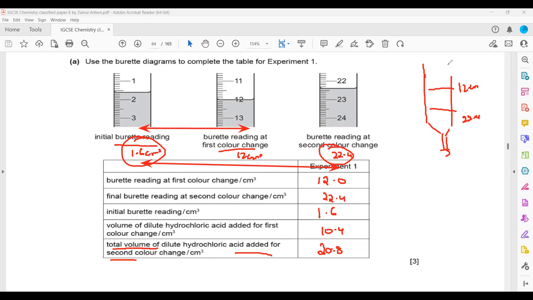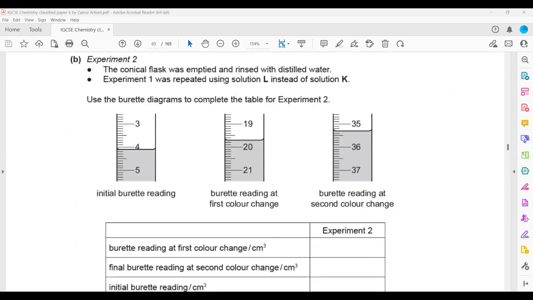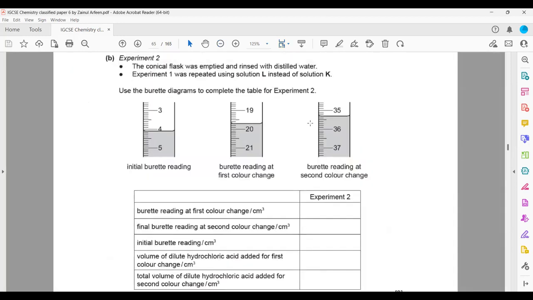The next one, experiment 2. The conical flask was emptied and rinsed with distilled water. Experiment 1 was repeated using solution L instead of K. Because first we did solution K, now we are doing L. Use the burette diagrams to complete the table for experiment 2. Now use screen annotation to complete these.